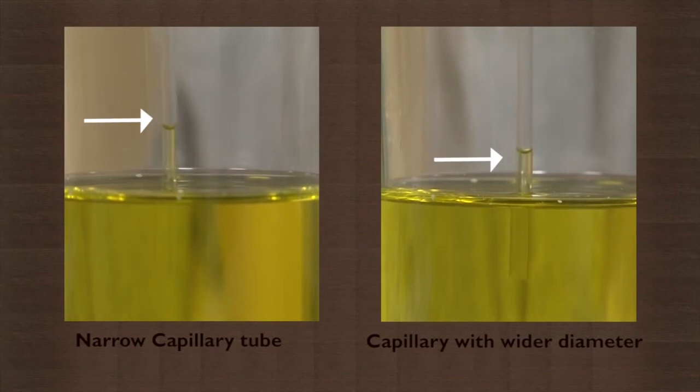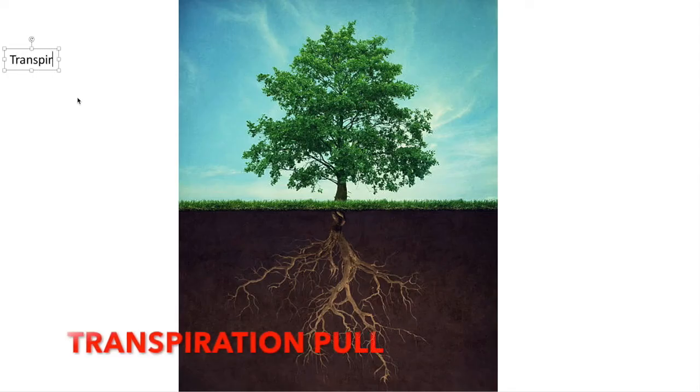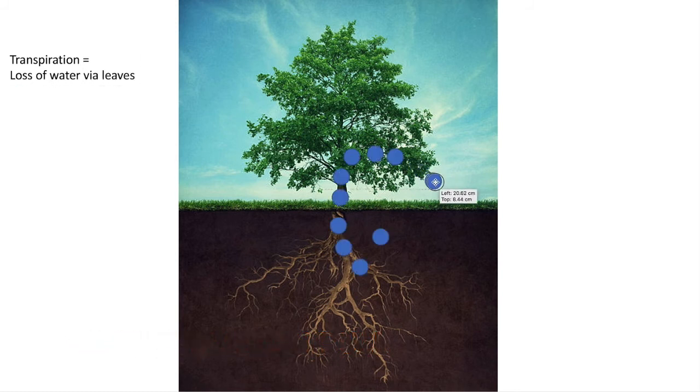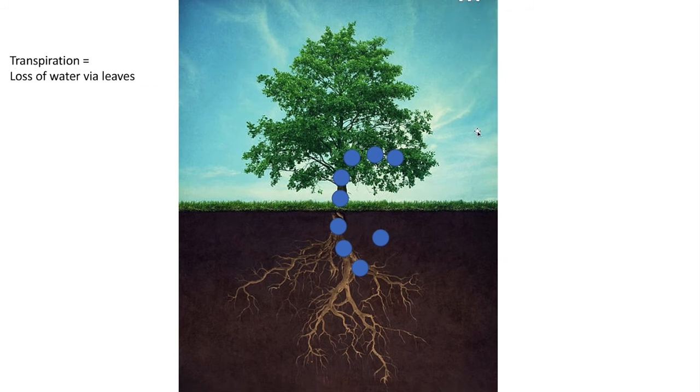Perhaps the most powerful method will be transpiration pull. And what is transpiration? Transpiration is losing water from the plant through the leaves, through the stomata of course. Because of losing water from the leaves, this creates a vacuum force, a suction force that pulls water up the xylem from the root.